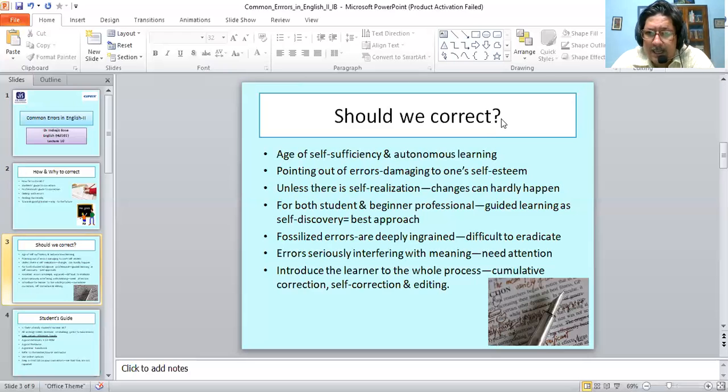The learner will have to be introduced to the whole process. Now, by the learner, I mean, of course, the learner in the world of education, as well as the young professional who also is a kind of learner. Both have to be introduced to this entire process of cumulative correction, repeated self-correction, and editing, re-editing in order to produce a document or to produce oral communication of uncompromisingly high quality.